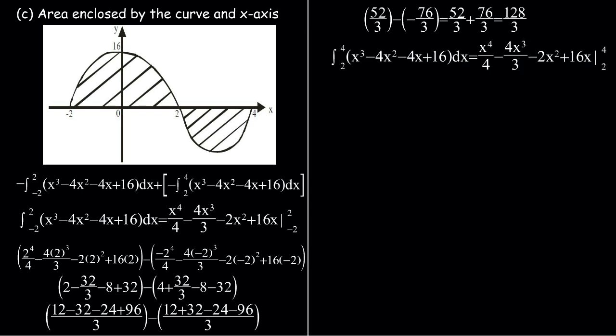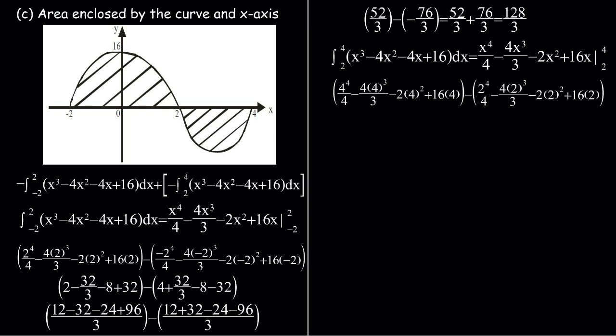Now integrating s cubed minus 4s squared minus 4s plus 16, our upper limit being 4 and lower limit 2, also will be equal to s to the power of 4 divided by 4 minus 4s cubed divided by 3 minus 2s squared plus 16s. Now substituting our upper and lower limit, it becomes in bracket 4 to the power of 4 divided by 4 minus 4 in bracket 4 to the power of 3 divided by 3 minus 2 in bracket 4 to the power of 2 plus 16 in bracket 4, minus in bracket 2 to the power of 4 divided by 4 minus 4 in bracket 2 to the power of 3 divided by 3 minus 2 in bracket 2 squared plus 16 in bracket 2.